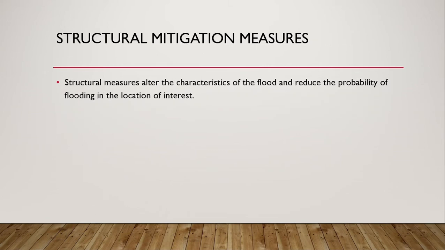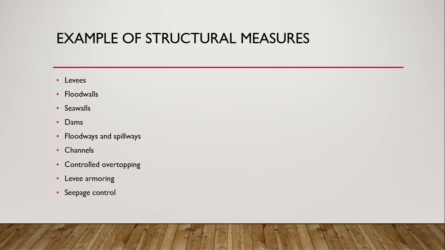So first is the structural mitigation measures. Structural measures alter the characteristic of flood and reduce the probability of flooding in the location of interest. Some examples of structural measures are levees, flood walls, seawalls, dams, floodways and spillways, channel, controlled overtopping, levee armoring, and seepage control.